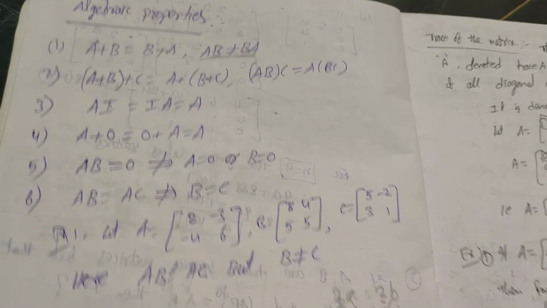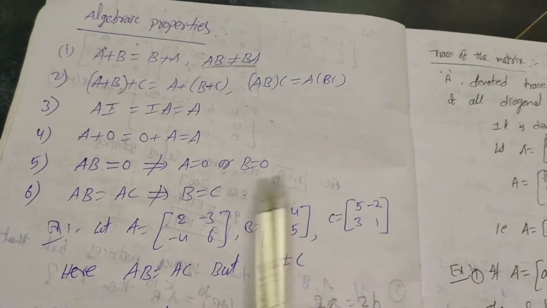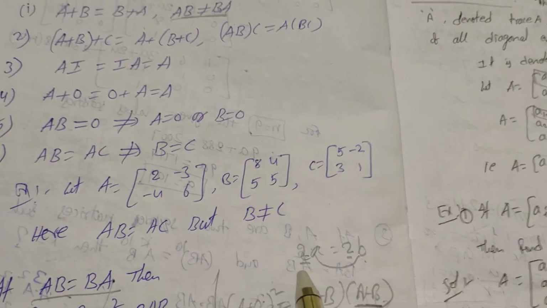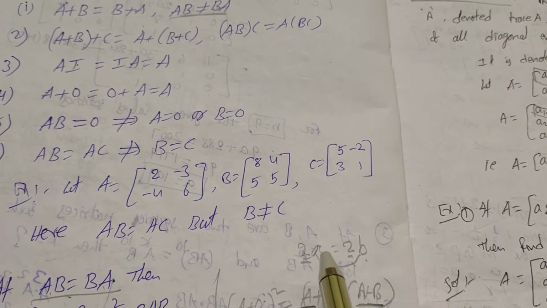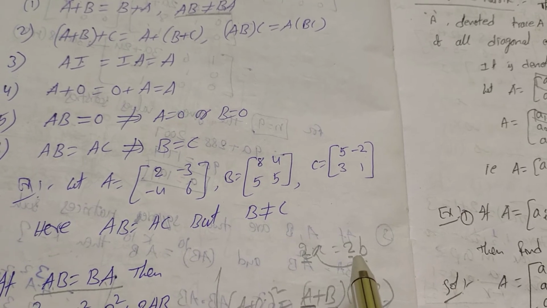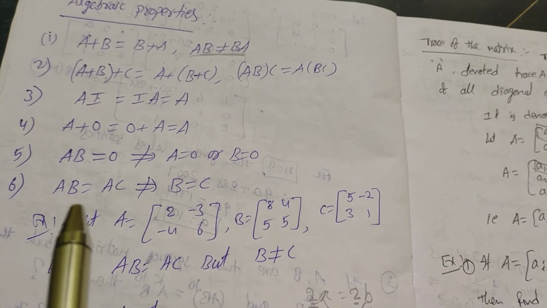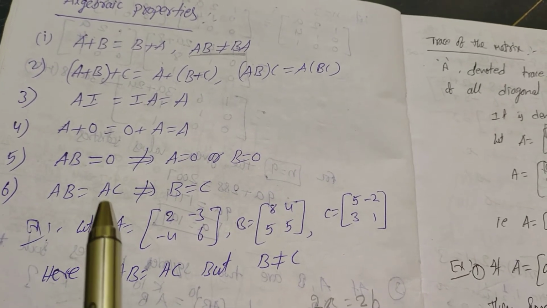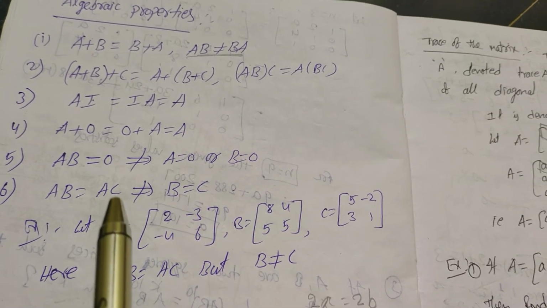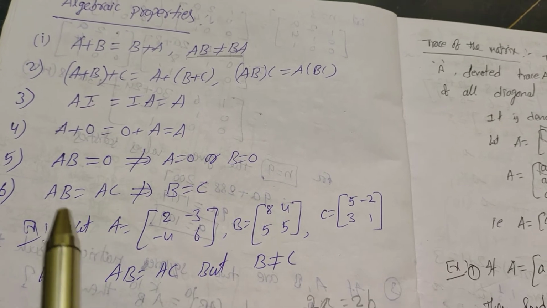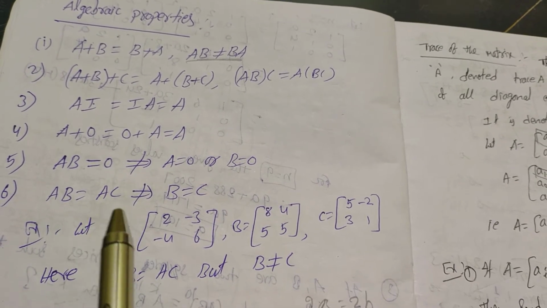That means in general, suppose here I take 2A = 2B, what can you say? So 2 cancels, we have A = B. So don't say the same meaning here. Okay, so AB = AC need not give B = C. Without B being equal to C also we can get AB = AC.